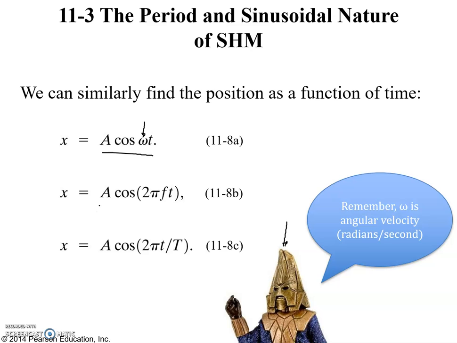And we can write that in a couple different ways as well, just substituting some things into the equation to get some varying forms here. So A times cosine of 2 pi f t, or A times cosine of 2 pi t divided by big T. So little t is time, big T is the period.